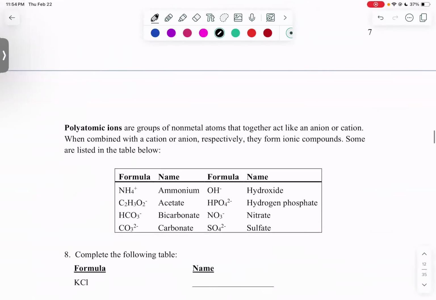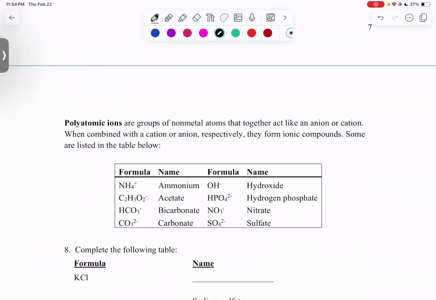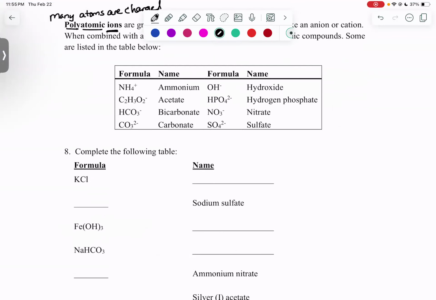Okay. So everything we've talked about so far has just been one ion combining with another ion. But you can have polyatomic ions, where poly means many, atomic meaning atoms. So many atoms together are charged. That's what an ion is, charged. It's a group of atoms that act like an anion or a cation, and so it's another way to make an ionic compound. And you'll have these on your best friend. You have more than this on your best friend.